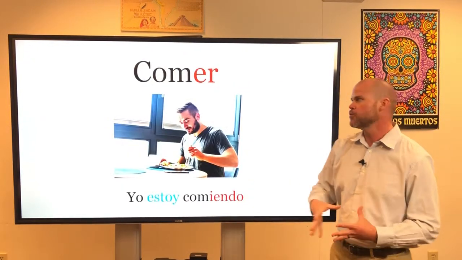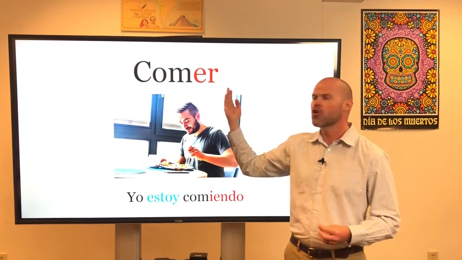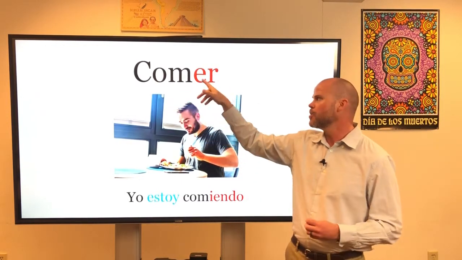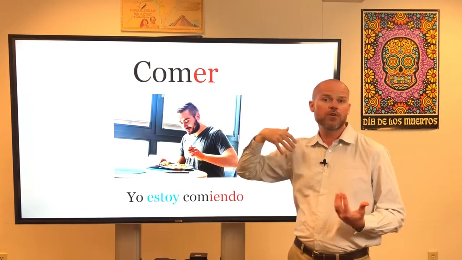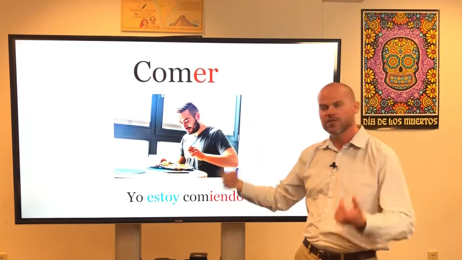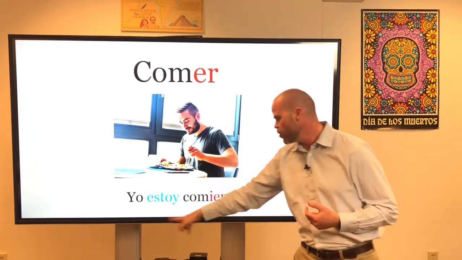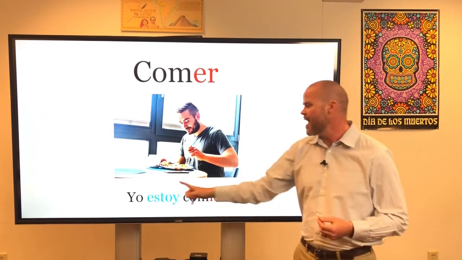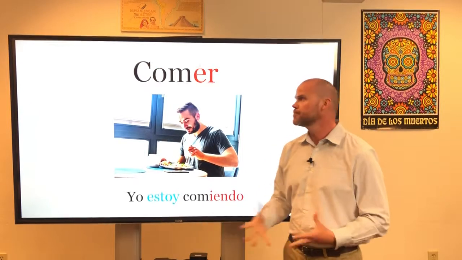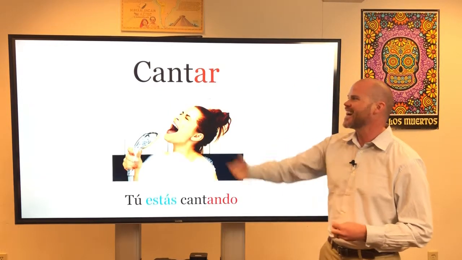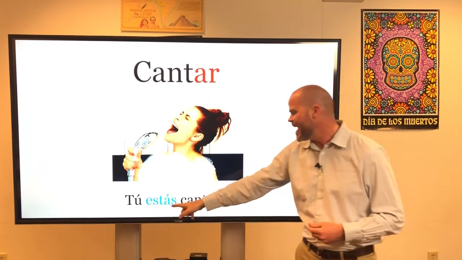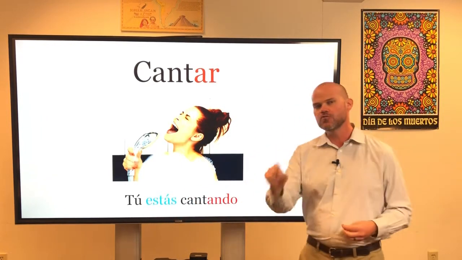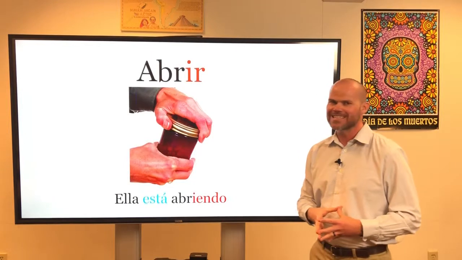Let's look at some examples. Here I have the infinitive comer, which means to eat, and I want to form this in the present progressive. I want to say someone is eating, I am eating, you are eating. In this example we have the yo form: yo estoy comiendo, which means I am eating. Next example, cantar. Cantar means to sing. Tú estás cantando would be you are singing. Muy bien.